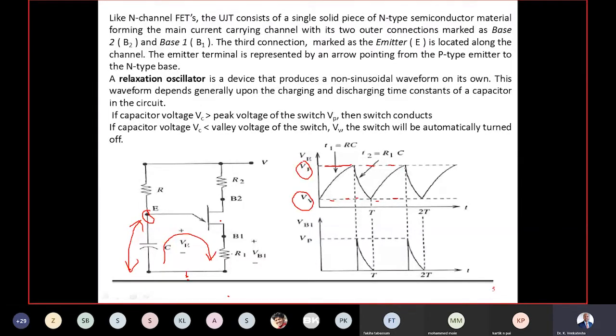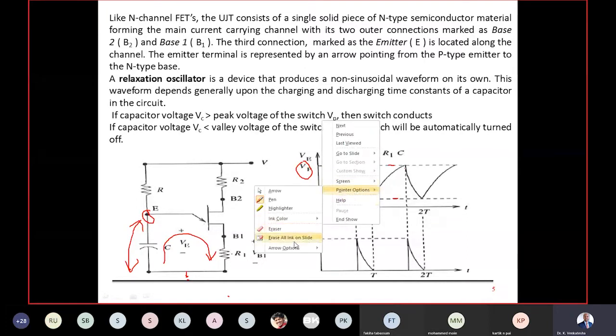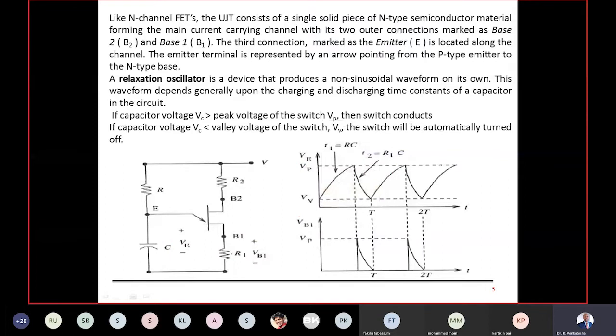If the emitter voltage or the capacitor voltage is more than the peak voltage of the switch, what you call VP, then the switch conducts. If the capacitor voltage or the emitter voltage is less than the valley voltage VV, then the switch will be automatically turned off. That's what the reference shows here. This is the waveform across VE, nothing but your capacitor voltage. When I say VE, the other point is my ground potential.